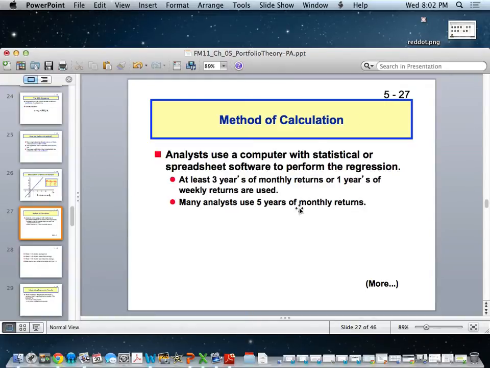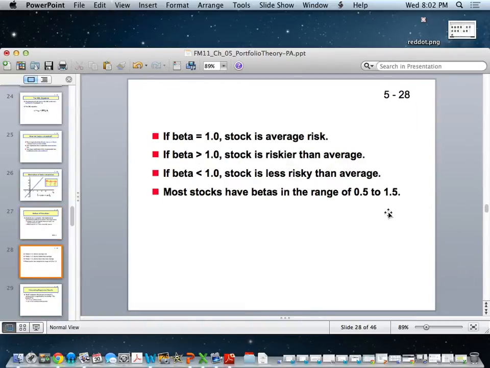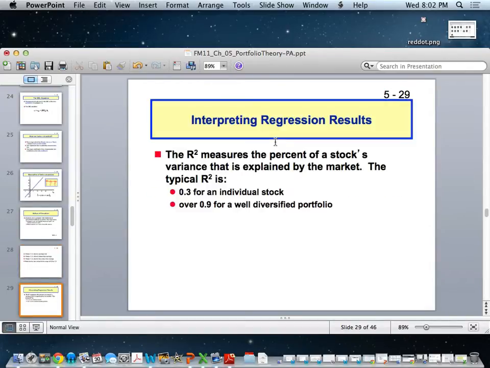So how do you calculate it? Now we see, look at that. Look at how elementary these slides are. After the papers that you have read, this is like, oh yeah, sure, we know that, right? Look at that. 1 year, 3 year, monthly returns. I mean, we even know the difference that will happen if you use daily, monthly, weekly, 1 year, 5 years. Basically, beta equals 1 is the average risk, which is also the market portfolio. Interpreting regression results. Yeah.